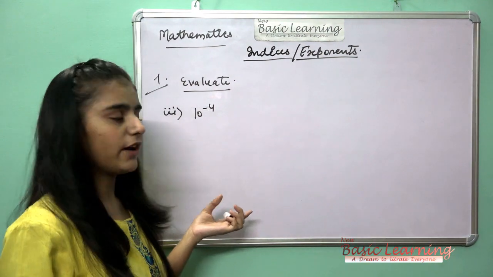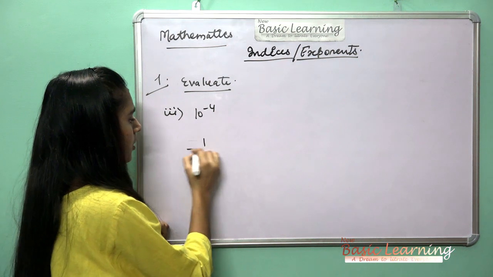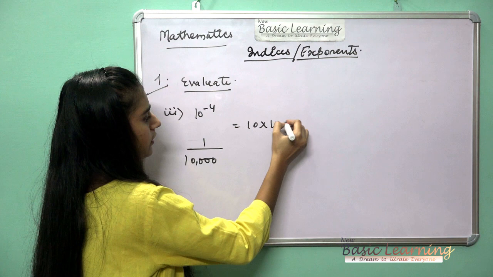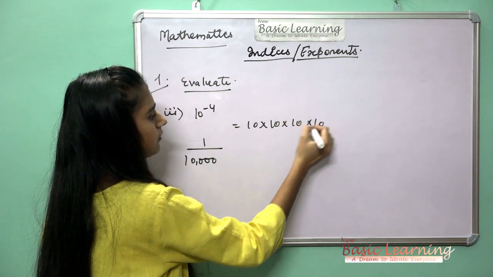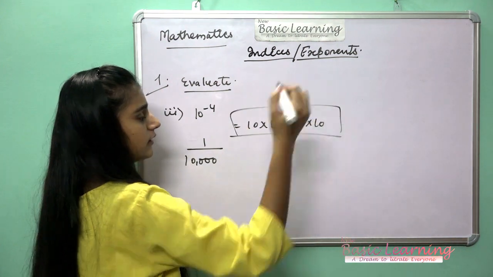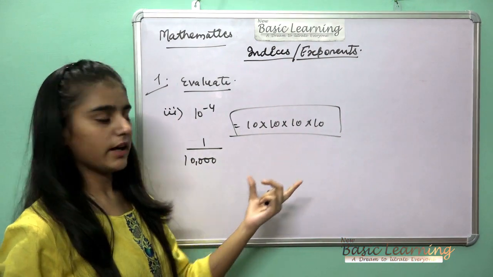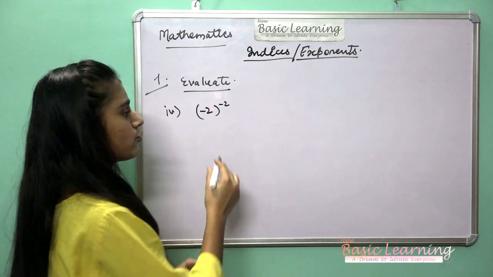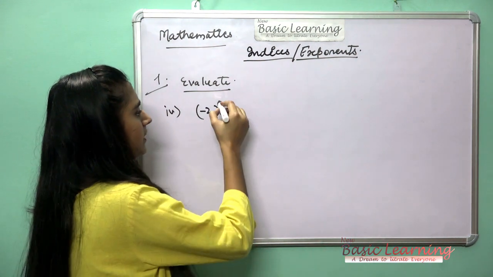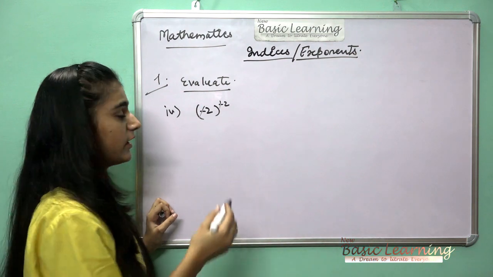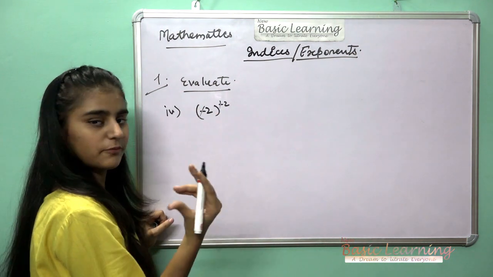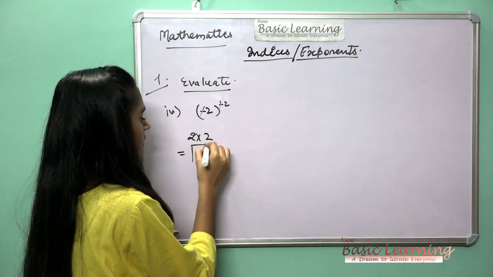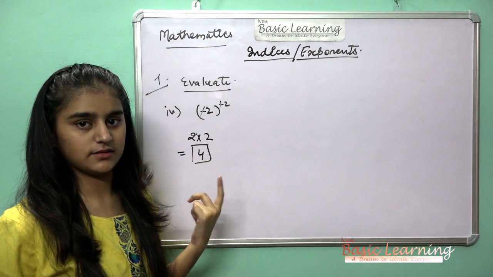This is also simple. I know you know the answer, that is 1 upon 10,000. It means 10 into 10 into 10 into 10. Okay, and we get the answer 1 upon 10,000. Now the fourth question is minus 2 to the power minus 2. Simply, minus with minus, we get plus, and 2 times we have to write, 2 to the 4. This is the answer.